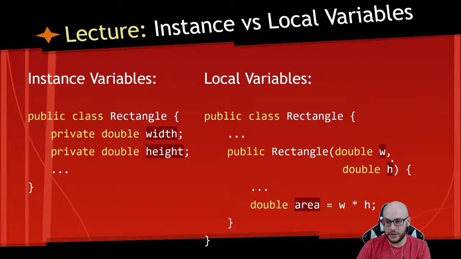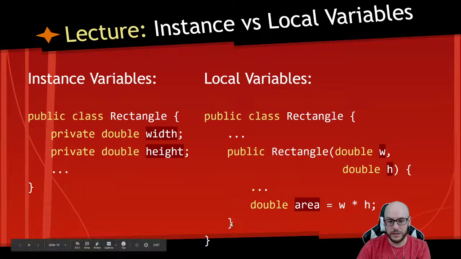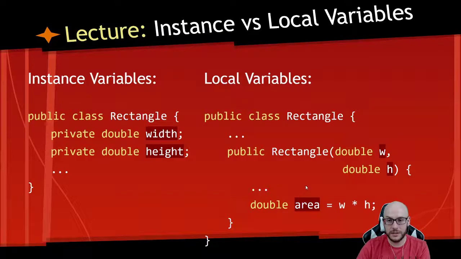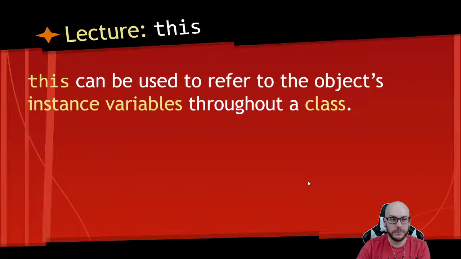So this is a constructor, and we have two variables here, W and H. They are parameters, but they are local to this constructor. They only exist in this scope, right? They start existing here and they stop existing here. Area is a local variable in this case, right? It is in the body of the constructor. Note that none of these local variables have access modifiers, right? That's the big difference between these two types of variables.